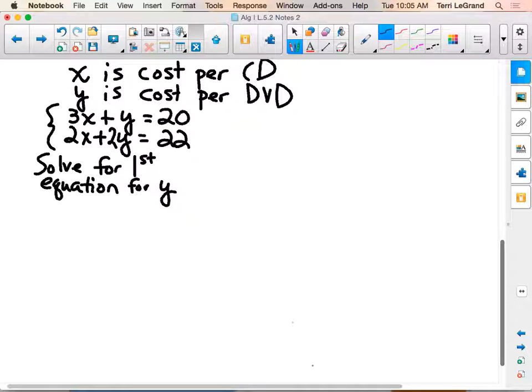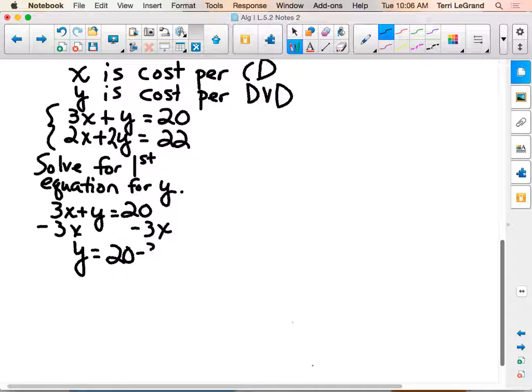So we're going to solve the first equation for Y. Now in your homework you don't have to write this out every time, you can just do it, but it's a good idea while you're learning this to make it so that you can tell what you're actually doing. So 3x plus y equals 20, all we got to do is subtract 3x from both sides, and we will have our y alone. We will have renamed that first equation as y equals 20 minus 3x.